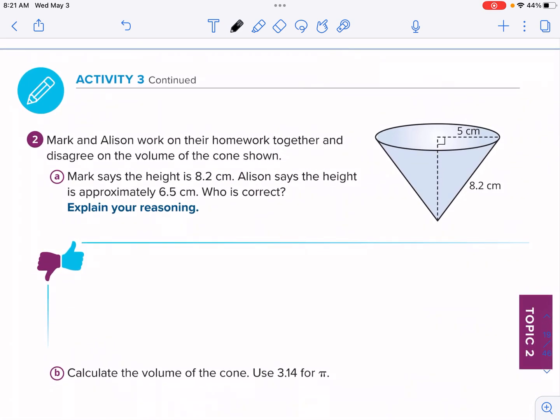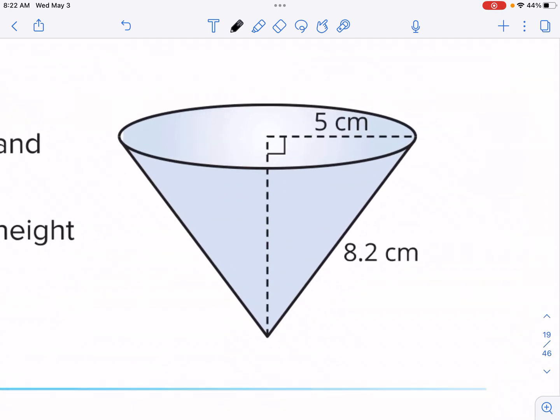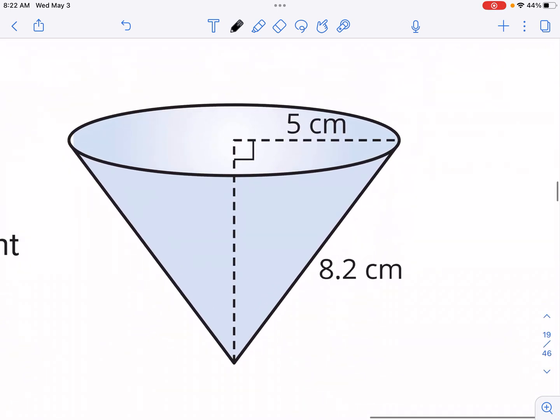Number 2. Mark and Allison work on their homework together and disagree on the volume of the cone. Mark is saying that the height is 8 2/10 of a centimeter, and Allison is saying the height is approximately 6.5. Who's correct?